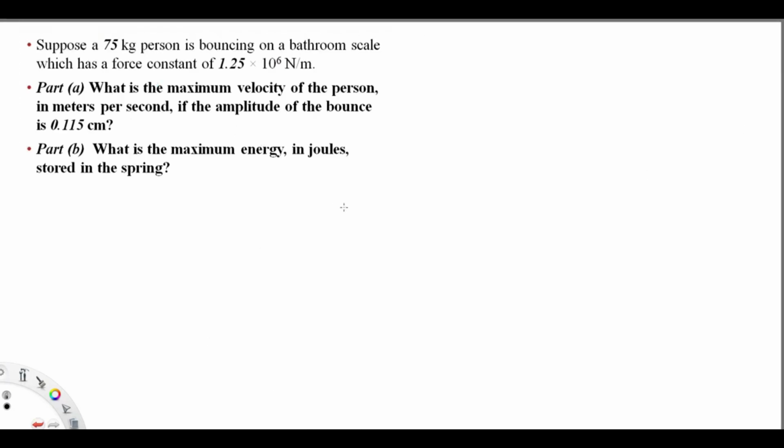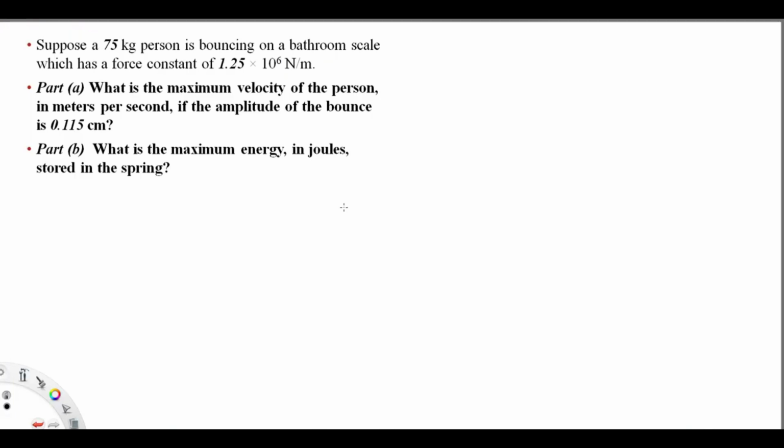Let's look at another question. A 75 kilogram person is bouncing on a bathroom scale which has a force constant of 1.25 times 10 to the 6th Newton per meter. What is the maximum velocity of the person in meters per second if the amplitude of the bounce is 0.115 centimeters? And what is the maximum energy in joules stored in the spring?